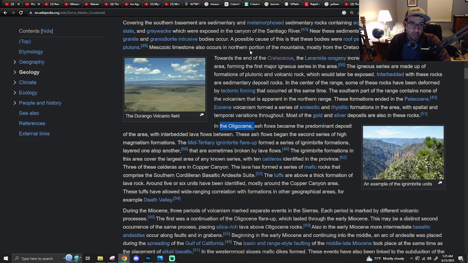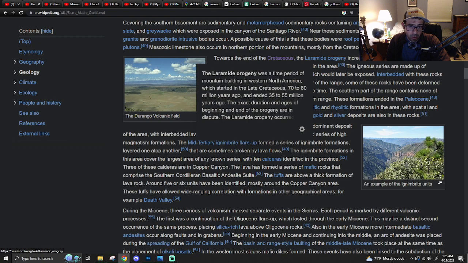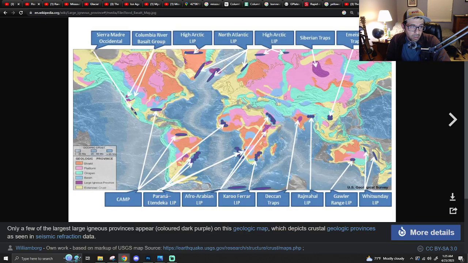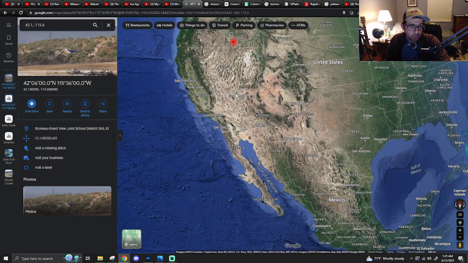Okay, let's read this. Towards the end of the Cretaceous, the Laramide Orogeny increased the activity of magmatism in the area, forming the first major igneous series in the area. This is down here, so we're talking about down here. Okay.